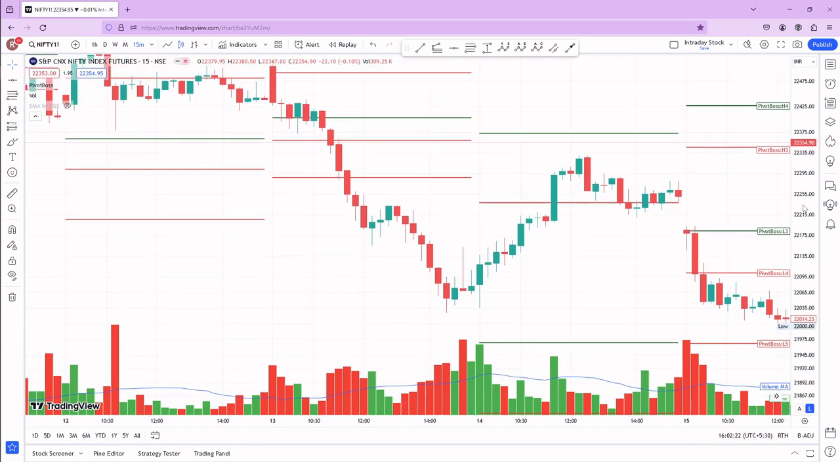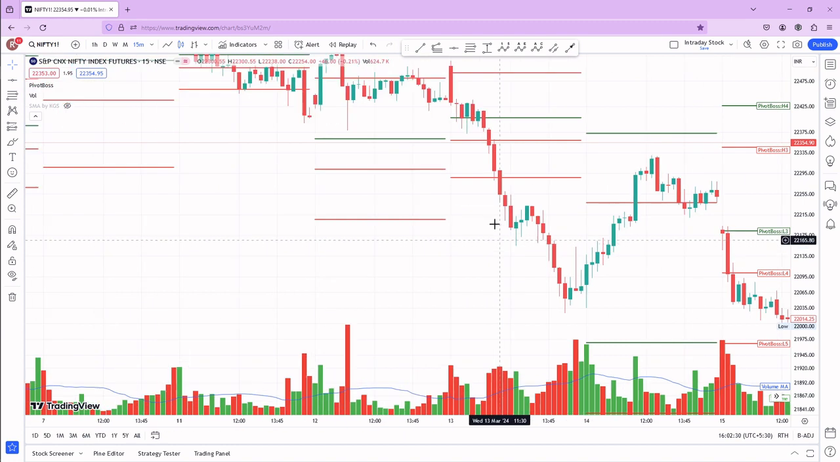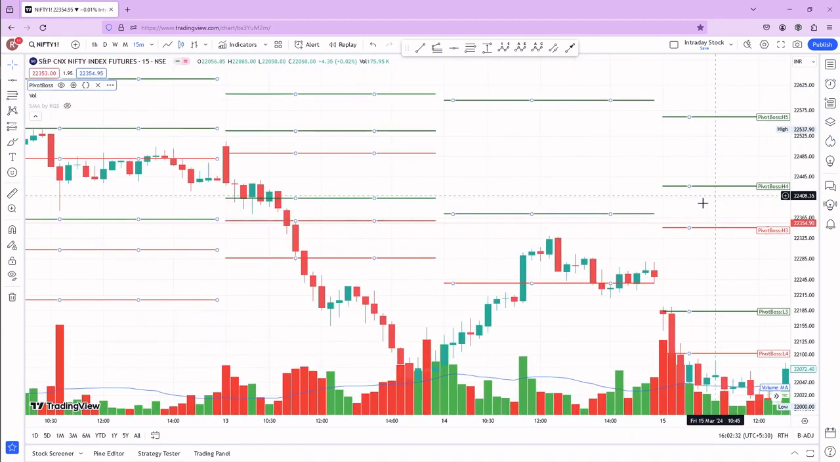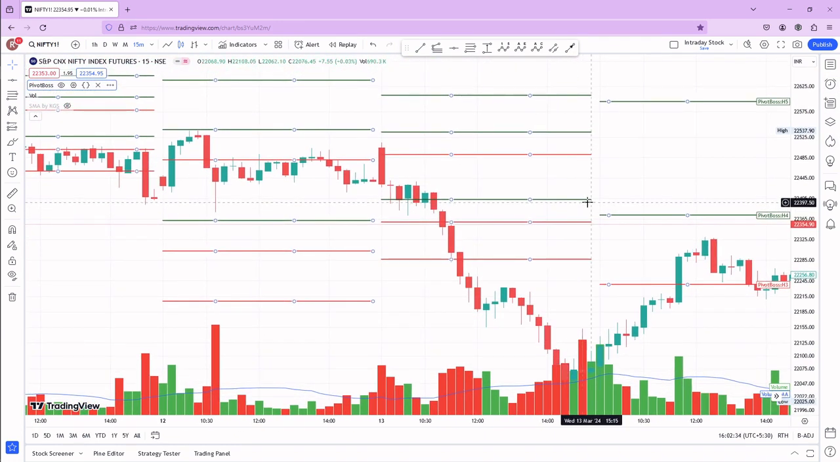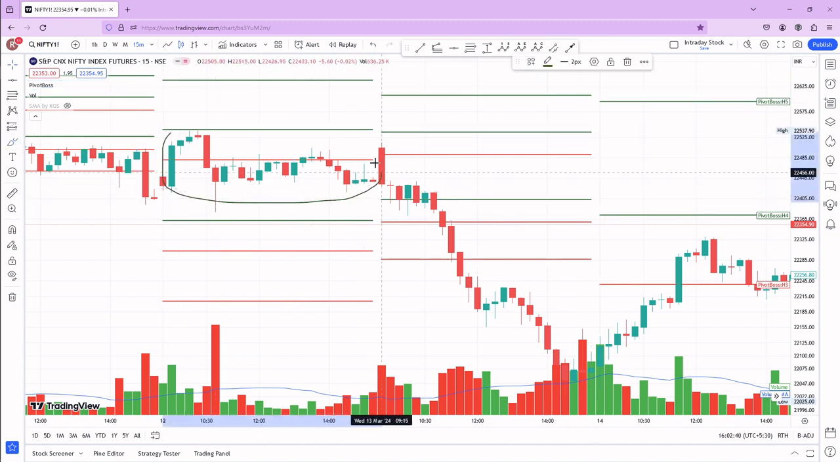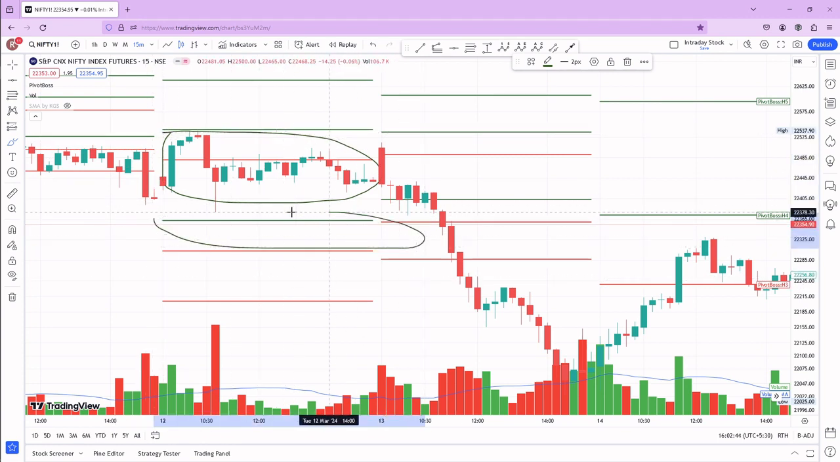Okay, and there will be one question: is it possible to see a good move like this on the downside at all times? We will not be able to confidently say that. But what I would personally say is that you have to wait for the previous day's action. If you see the previous day, it actually consolidated within this range. It did not even touch the L3.